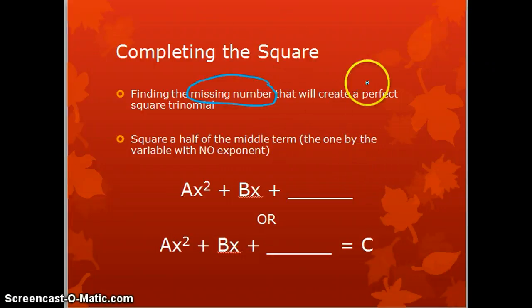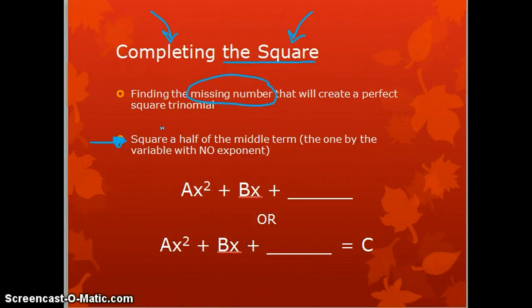And we call it a perfect, or completing the square, because 1, something's missing, so we have to complete it, and 2, we are looking for a perfect square number. Literally, we're going to square a number. So its name tells you what we're going to be doing. Okay, now the next step is how we do it here.